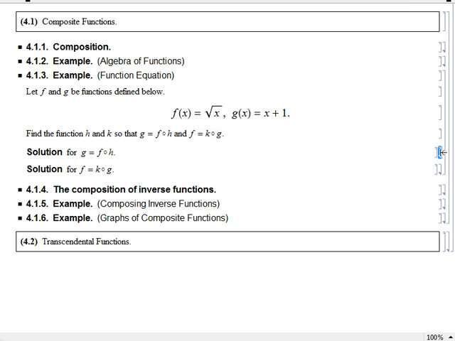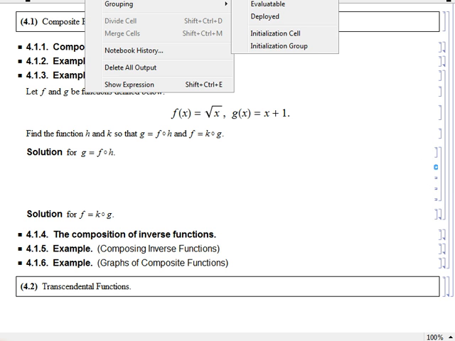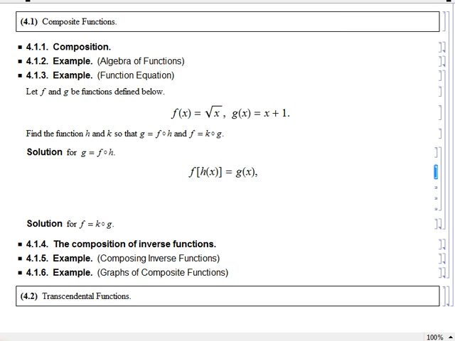Okay, here we go. So G is F circle H. That means G of X is F of H of X, right? So let's just write it out like that. But actually I found it a little bit more convenient to have G of X in the right hand side. It's okay to do it the other way, but for convenience I did that. So I just rewrote the circle notation into F of H of X, and then H of X is what I'm looking for.